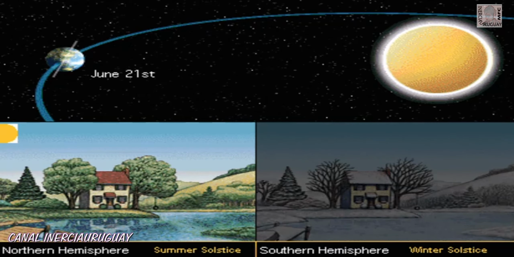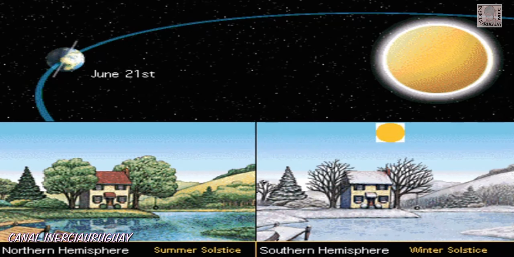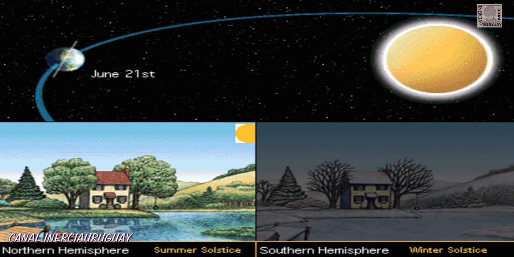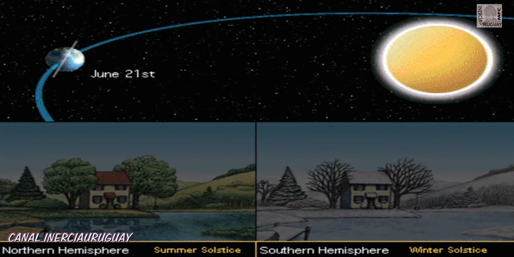In the southern hemisphere, the Sun is seen rising further to the north, travelling lower in the sky and setting further north. The day is therefore shorter and the sunlight weaker because it strikes the Earth at a lower angle.